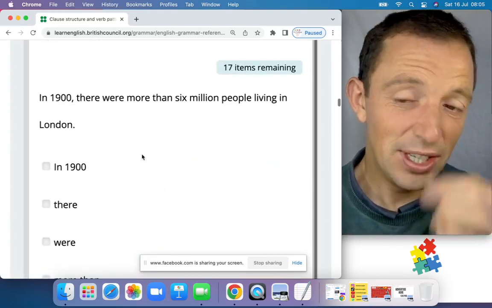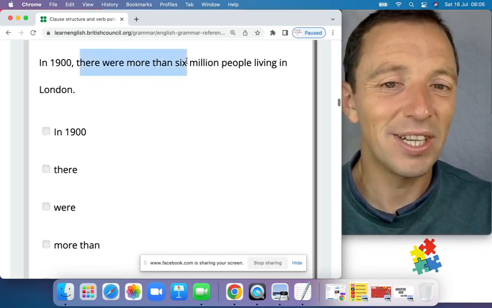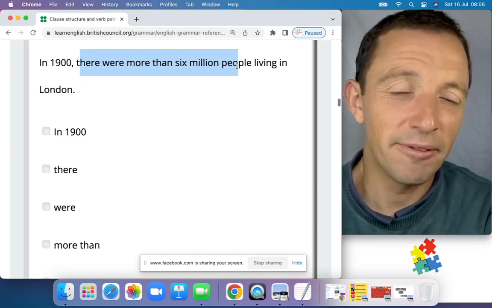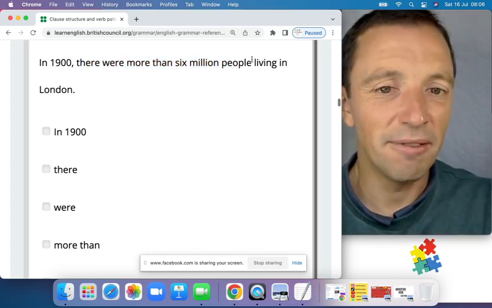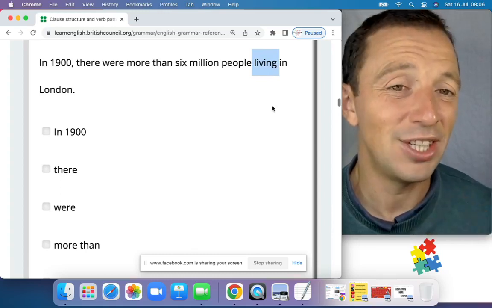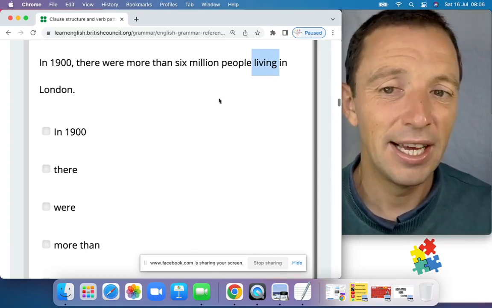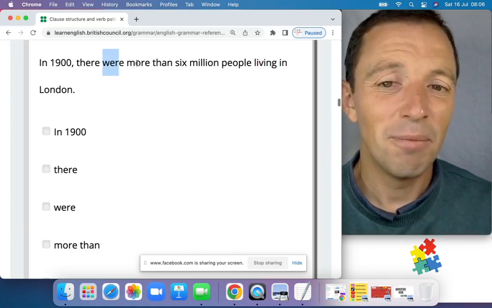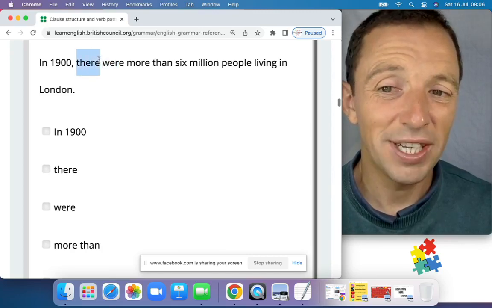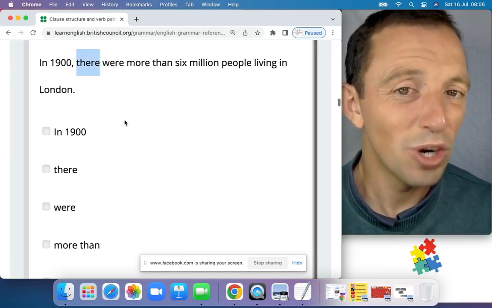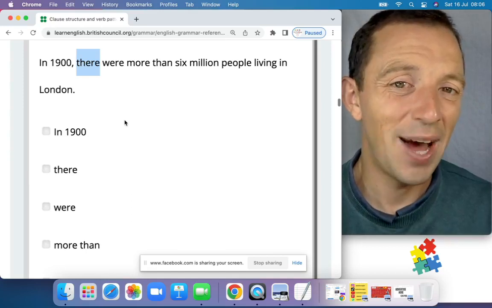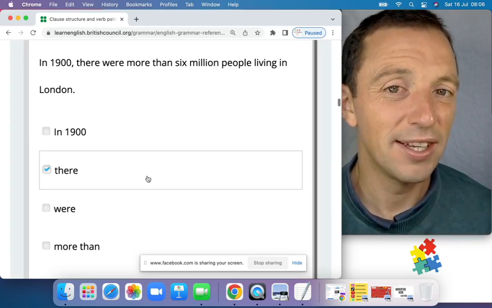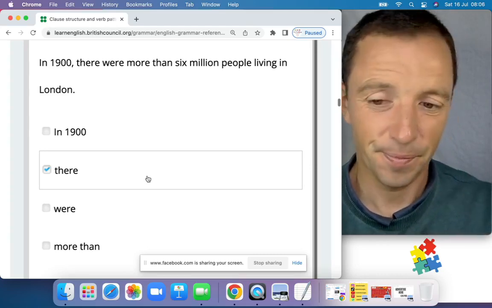And in 1900, there were more than 6 million people living in London. So we are looking for the verb, and the verb is living, the verb to live in the gerund, activity, living. And we have another verb, to be in the past. So the subject is there. It's only one word, that's the subject, also known as the noun phrase. And that is the correct answer, I think. Just simply the subject of the sentence.